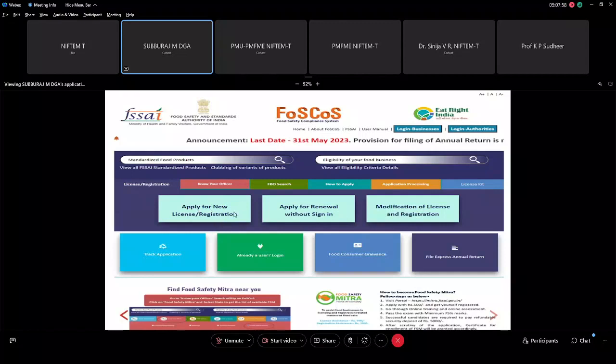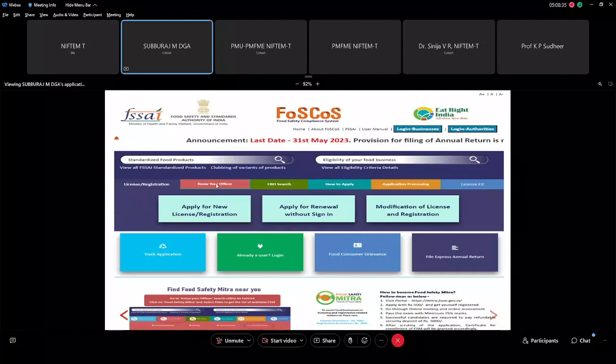In case you already have the license, then you have to apply for the renewal of your license. If you would like to modify the license, for example, if you have the state license as a manufacturer, that's fine, but you are immediately planning for import and export, then just click here for modification of the license. Or if you have only the registration and your income has increased to nearly 18 crore or so, then you may apply for the modification of this license by clicking here.